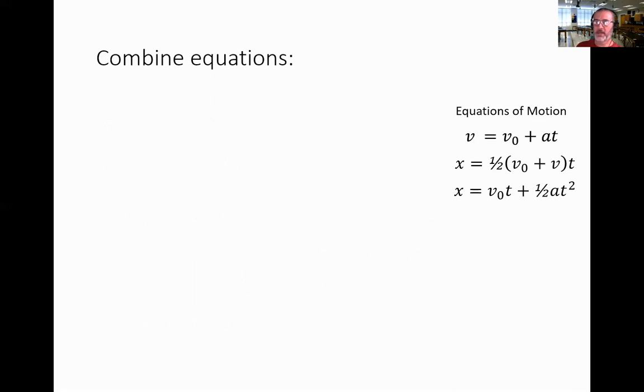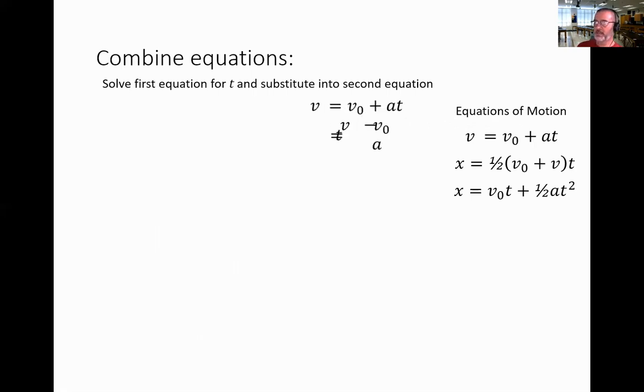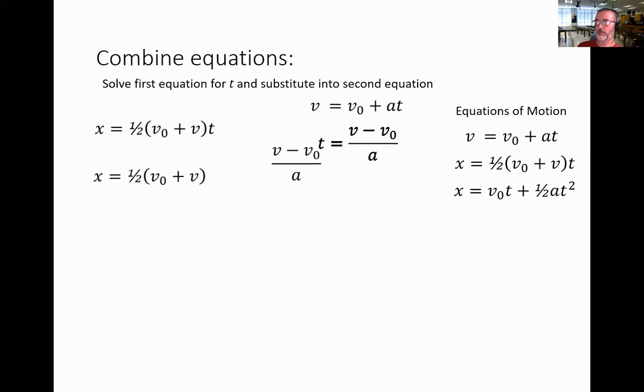Now we have one more combination of equations. What we're going to do is solve that first equation for t, and we're going to substitute it into the second equation. So that first equation, v equals v0 plus at, I can solve for t, and that t is going to be (v minus v0) over a. So subtract v0 from both sides, divide by a, and that gives you t. Now if I look at that second equation, 1/2 of (v0 plus v) times t, now I can plug in the t and substitute t for (v minus v0) over a.